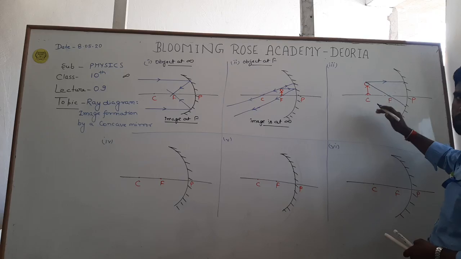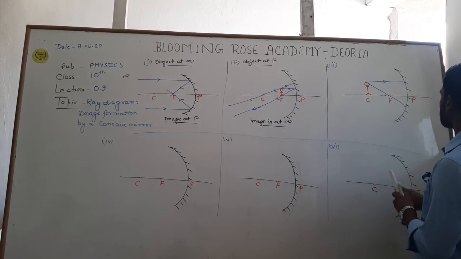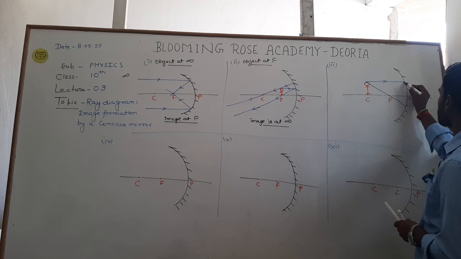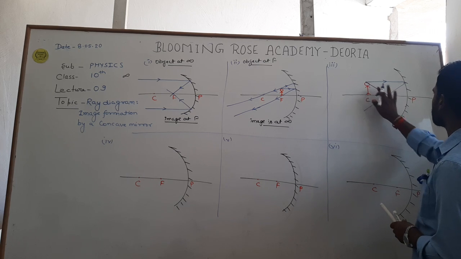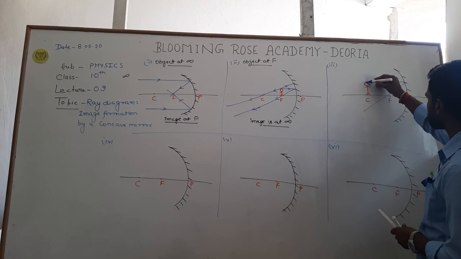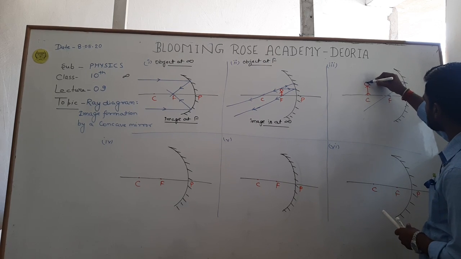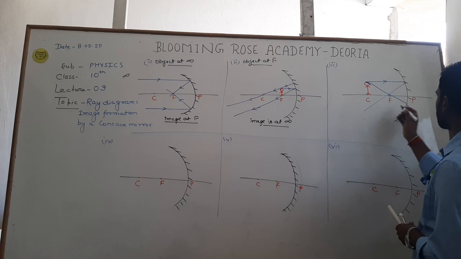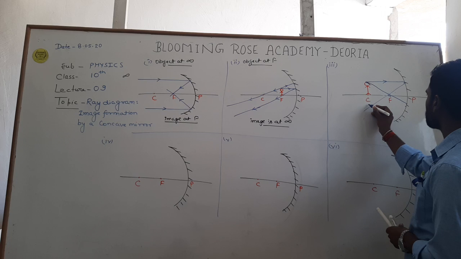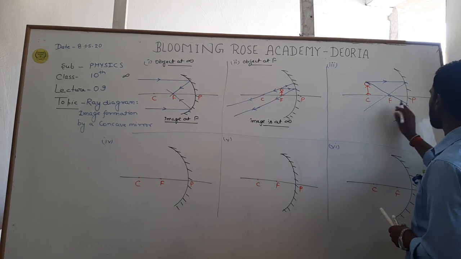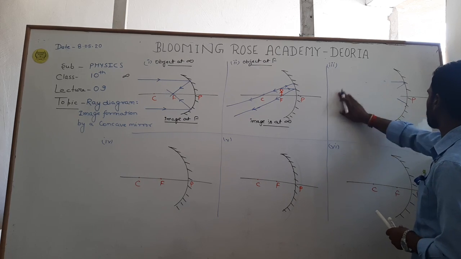Here the first ray passes through the principal focus, means from here. The second ray is coming from the center of curvature, so it will pass through the principal focus here. Then after reflection, it will go parallel to the principal axis. So you get the image of the object at center of curvature. So let's draw it accurately.